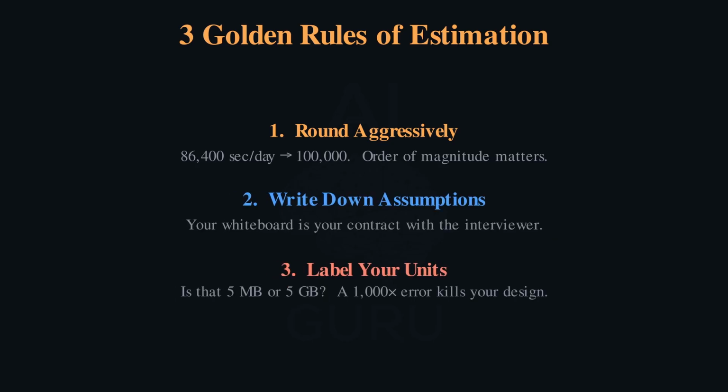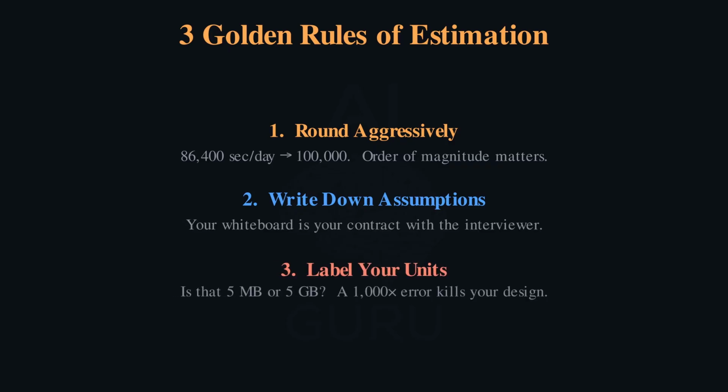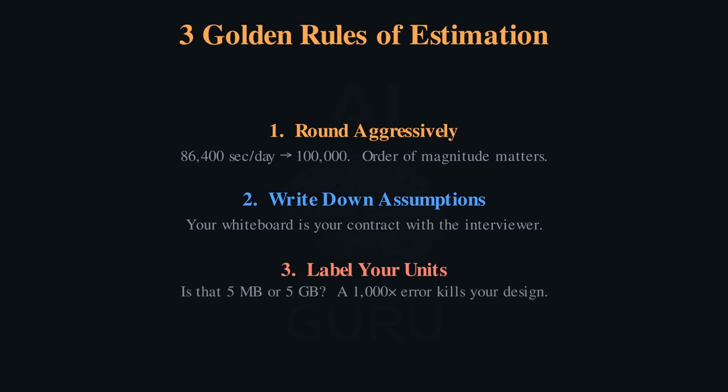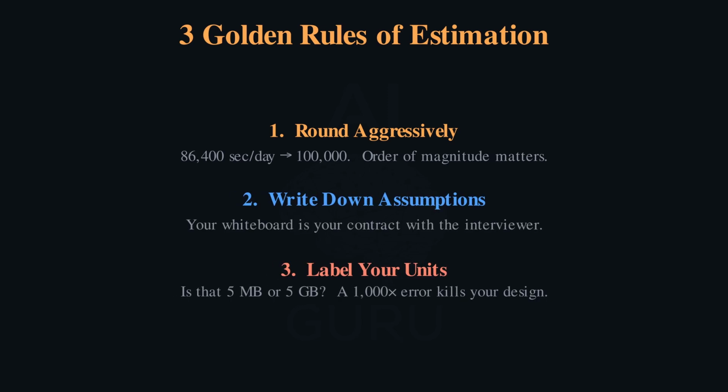If you waste 5 minutes doing long division to get 3,472.222, you've actually failed the test. You missed the forest for the trees. Exactly. It shows you don't understand trade-offs. You're prioritizing a kind of precision that just doesn't matter here. So, tip number 1, round aggressively. What's number 2? Write down your assumptions.